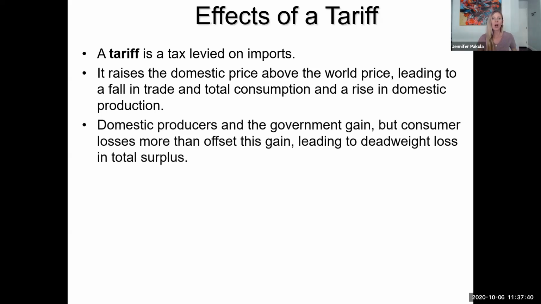The producers are going to gain, and the government gains because they're collecting a tax. This is a form of tax revenue that comes into the government. Consumers are going to lose, and we're also going to see something called deadweight loss. If you've taken micro, you should know about deadweight loss. Deadweight loss, very simply, is the loss in surplus due to a reduction in transactions. If you have not taken micro, don't worry. These are just extra econ terms to add in.